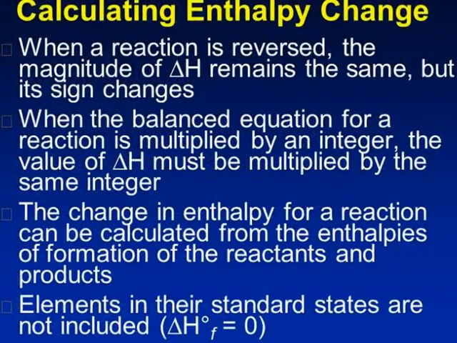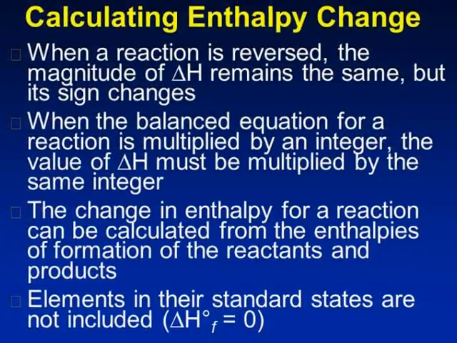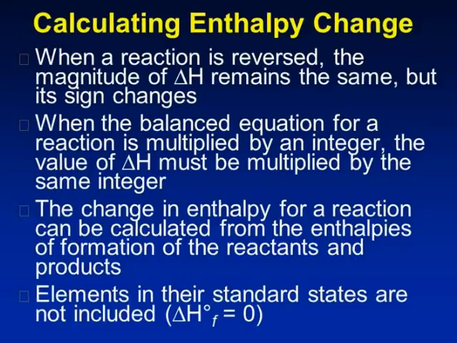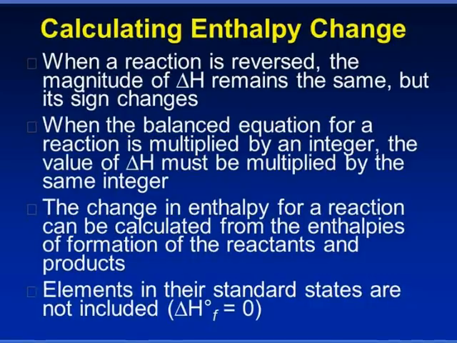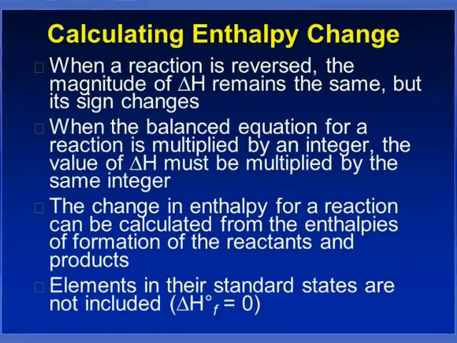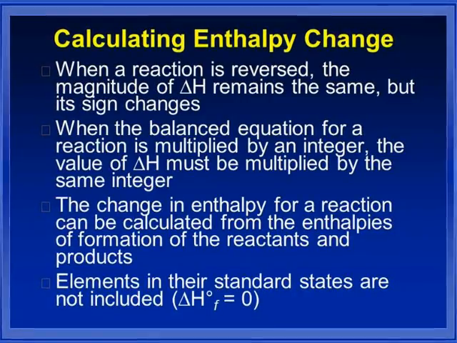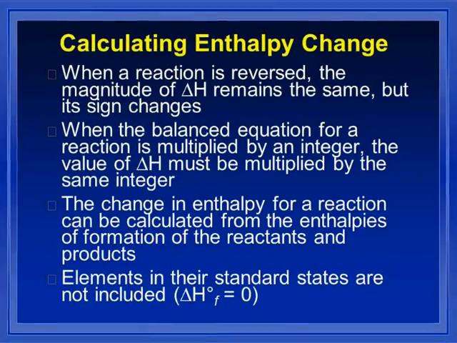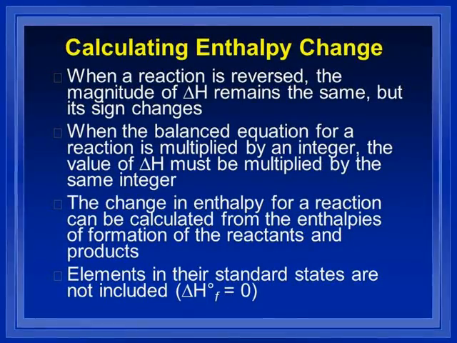Just to review the rules that we use when we're using something like Hess's law. If you reverse a reaction, change the sign of delta H. If you have to multiply a reaction, you multiply delta H, or divide it, by the same thing. If you are looking for the total enthalpy change, you can just take the enthalpies of formation, the delta H°fs, of all the products, times their moles, because remember it's for 1 mole, so times the coefficients, minus that of the reactants. So products minus reactants. And again, elements in their standard states have delta Hf of 0. So essentially we just ignore those.